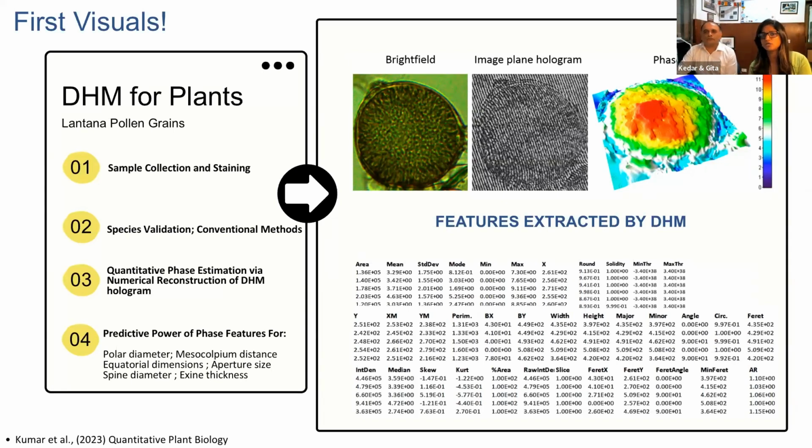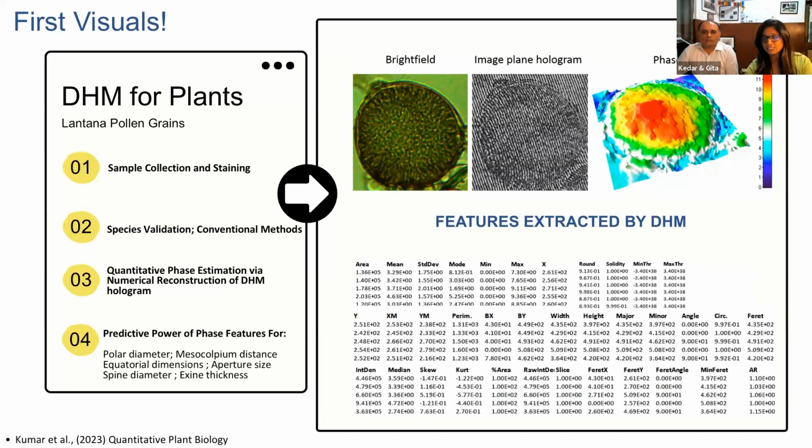So the question we asked was, if absorption, as Kedar has just told you, does not have a role to play in the fringe bending, then can we detect viability in the absence of staining, a label-free mechanism? The second thing that happens here, as you can see on screen now, is that the DHM returns to us more than 30 different mathematical features which are extracted for every single pollen grain. These are all phase features, right, Kedar? We believe that they may allow us, in the long run, to predict other features of pollen, such as polar diameter, the mesocolpium distance, equatorial dimensions, aperture size, spine diameter, exine thickness, you name it. We are open to trying and seeing whether this can be predicted at all.